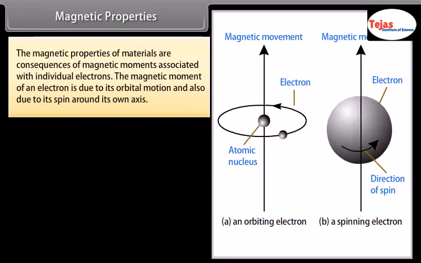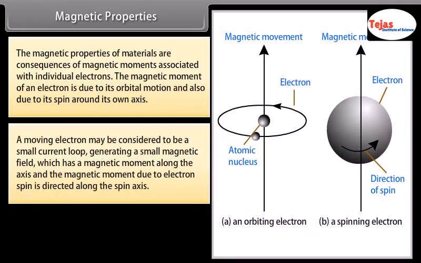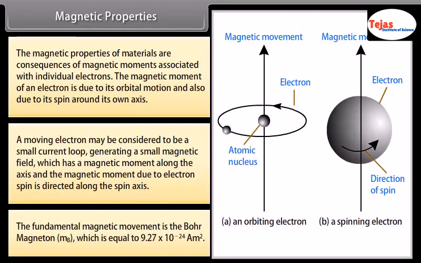Magnetic properties. The magnetic properties of materials are consequences of magnetic moments associated with individual electrons. The magnetic moment of an electron is due to its orbital motion and also due to its spin around its own axis. A moving electron may be considered to be a small current loop generating a small magnetic field, which has a magnetic moment along the axis, and the magnetic moment due to electron spin is directed along the spin axis. The fundamental magnetic moment is the Bohr magneton, μB, which is equal to 9.27 × 10^-24 A m².